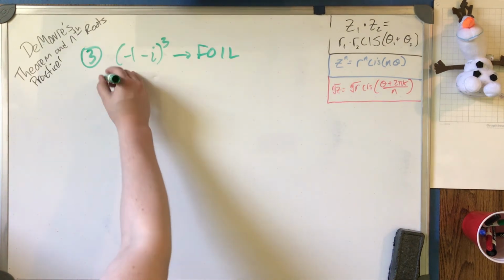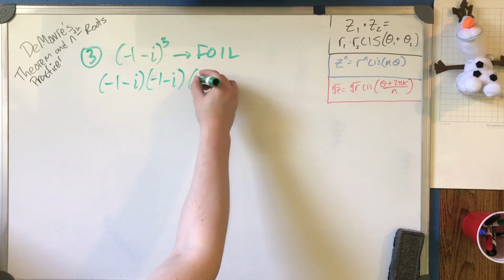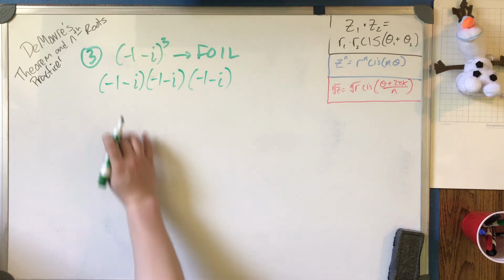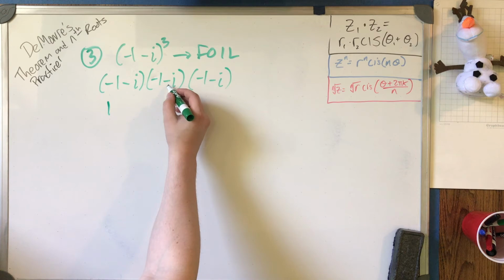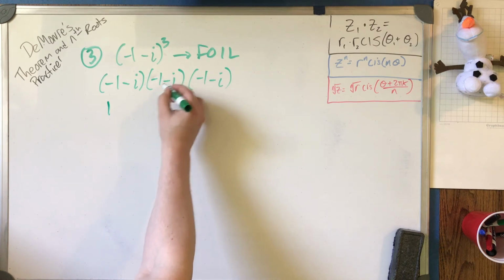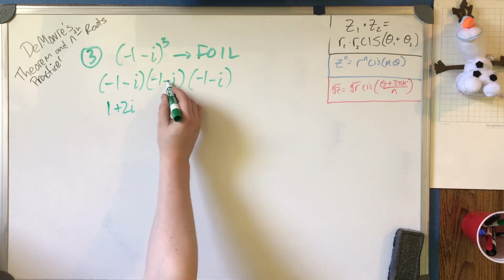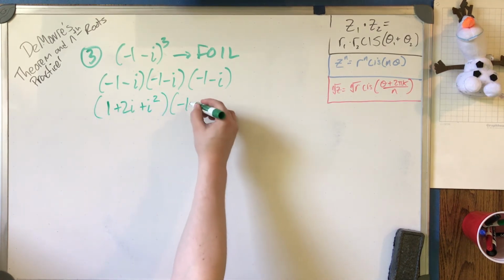We have this, so I'm just going to rewrite it out because that's easier for me to be able to see what I'm trying to FOIL. I'm going to start with these things right here. So I'm going to have -1 times -1, that's +1. -1 times -i is going to be +i, and I'm going to get 2 of those, so I'm going to have +2i. And then I'm going to have a negative i squared, so that's going to end up being that.